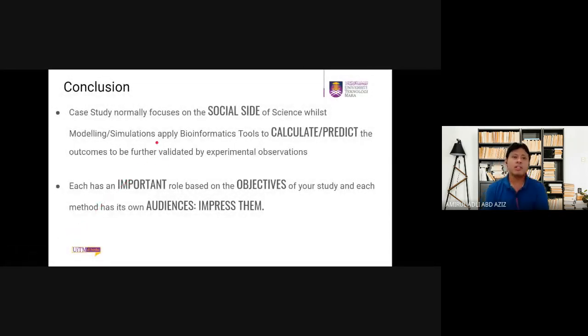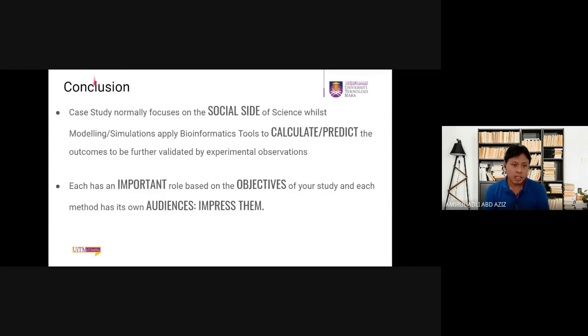Okay, so in conclusion, a case study normally focuses on the social side. Like I said earlier, it's the social side of science. Whereas modeling and simulation apply bioinformatics tools to calculate or predict the outcomes to be further validated. If you have a model, you can publish that in a modeling paper or field. But if you want to go further, then you can start validating your model using experimental observations. And then that would hopefully really take you further.